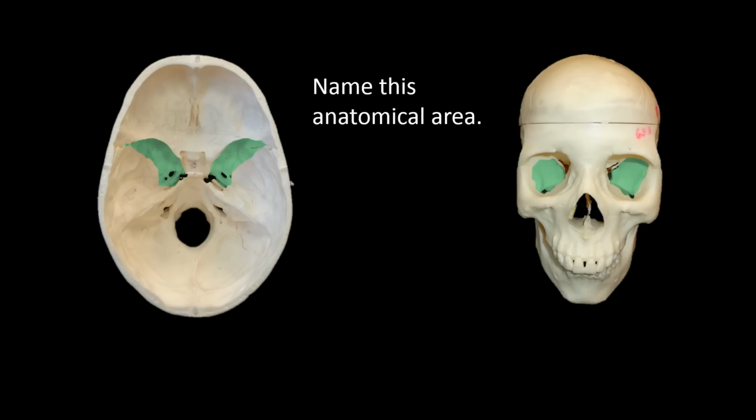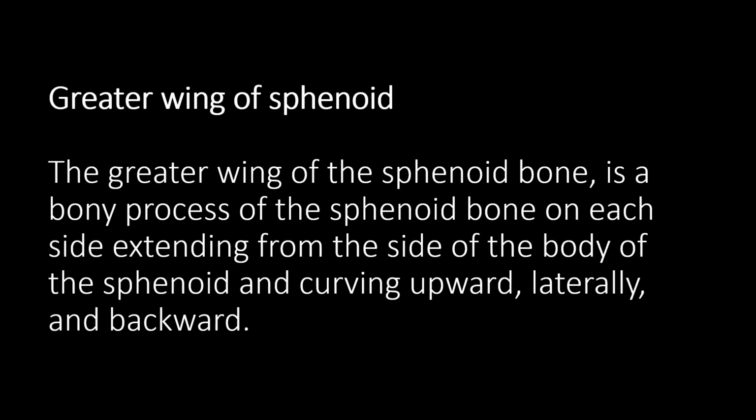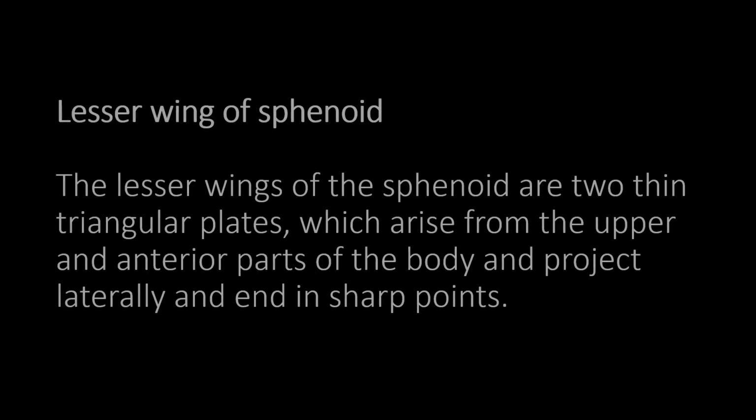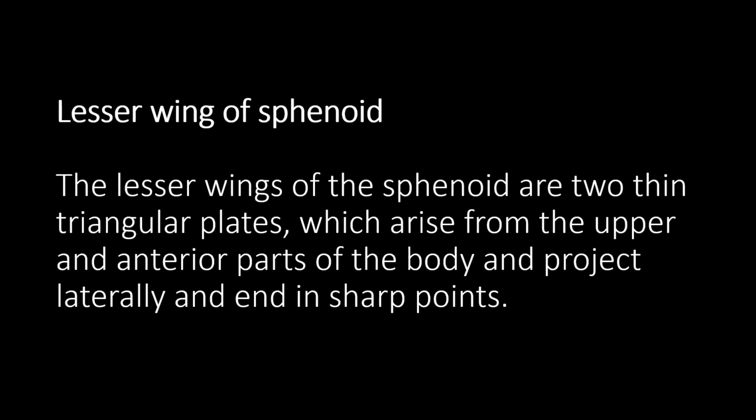Name this anatomical area. Greater wing of sphenoid. The greater wing of the sphenoid bone is a bony process of the sphenoid bone on each side, extending from the side of the body of the sphenoid and curving upward, laterally, and backward. Name this anatomical area. Lesser wing of sphenoid. The lesser wings of the sphenoid are two thin triangular plates, which arise from the upper and anterior parts of the body and project laterally and end in sharp points.